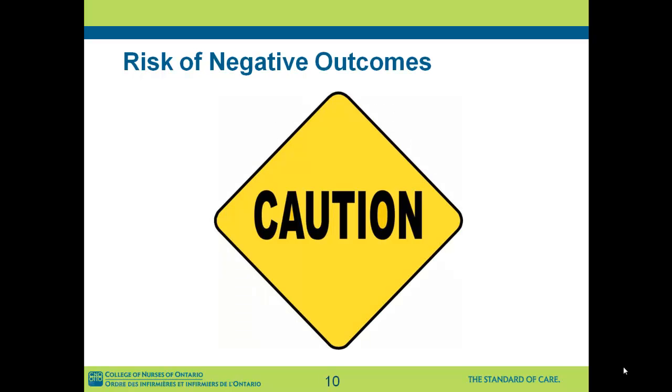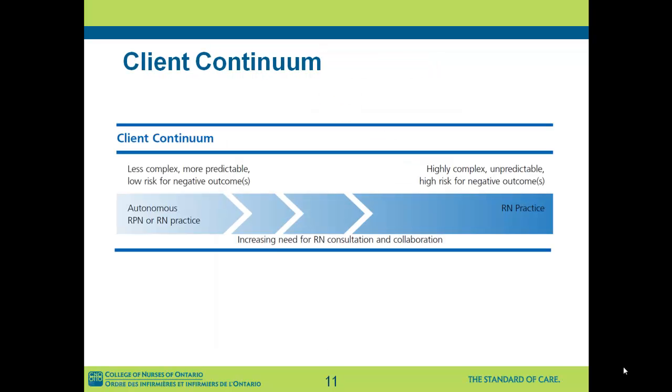The third and final component of the client factor is the risk of negative outcomes. This is defined as the likelihood that a client will experience a negative outcome as a result of the client's health condition or as a response to treatment. Think about the negative consequences of the client's condition and the possible negative outcomes as a result of the treatment. Just as certain health conditions carry higher risks of negative outcomes, some nursing interventions also have a higher risk of negative outcomes. This continuum shows the range of client complexity.